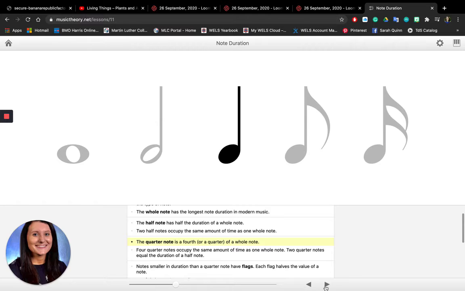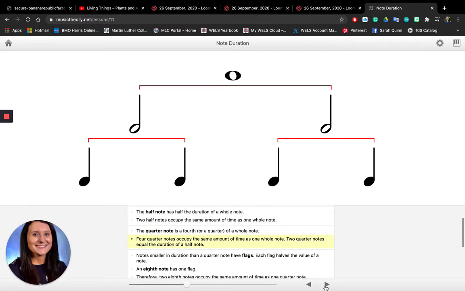The quarter note is a fourth or a quarter of a whole note. So a quarter note you hold for 1 beat. So 4 quarter notes occupy the same amount of time as 1 whole note, and 2 quarter notes equal the duration of a half note.